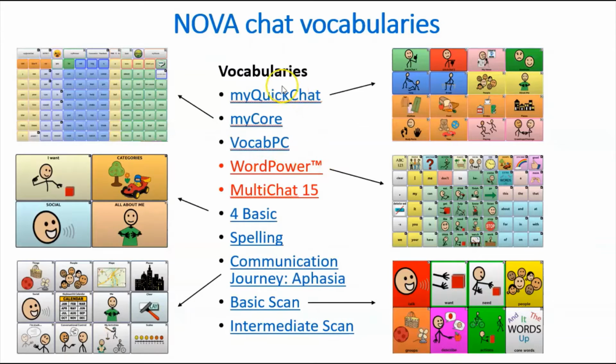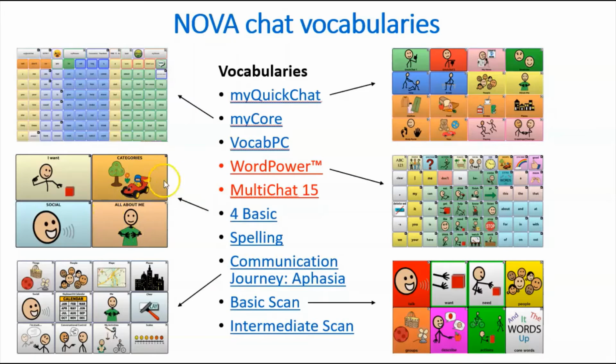Okay, so we will look at each device and which vocabularies are on each soon, but this is a quick flyover of the different Nova Chat vocabularies. So we have on the top right, My Quick Chat. We have My Core. We have Word Power.